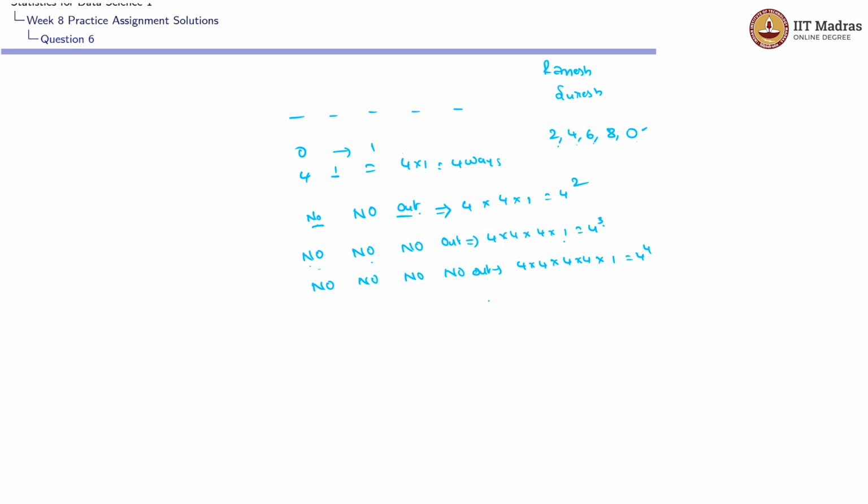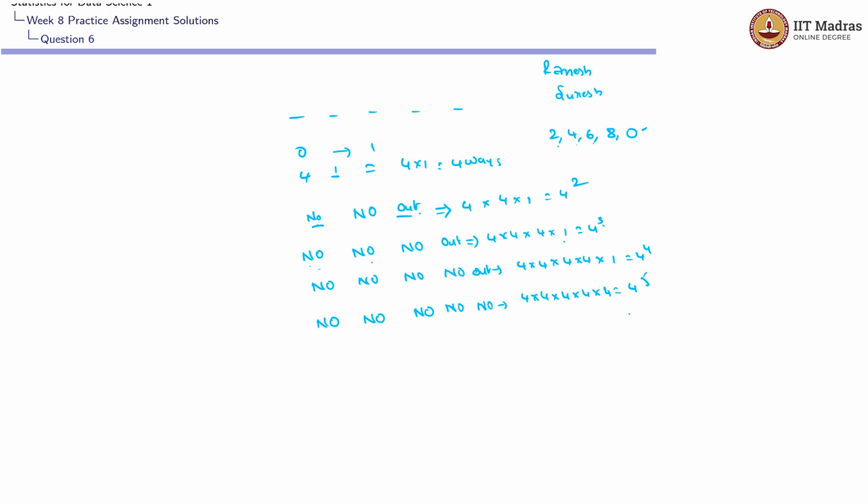So for him to be not out at the end of 5 chances, that is, he should be not out in the first chance, second chance, third chance, fourth chance, and fifth chance, it would be 4 into 4 into 4 into 4 into 4 again. That would be 4 power 5.